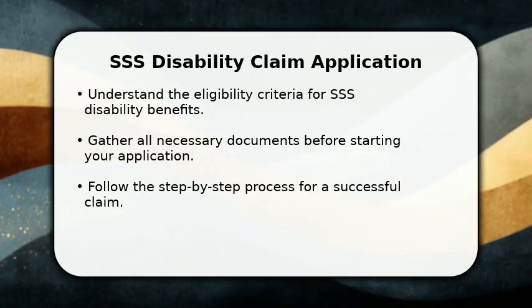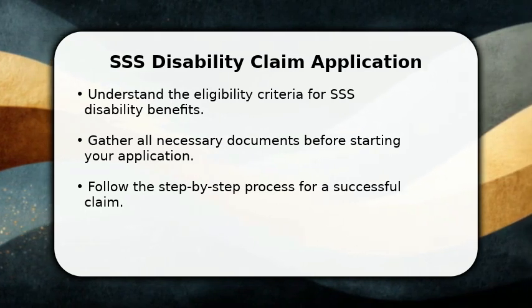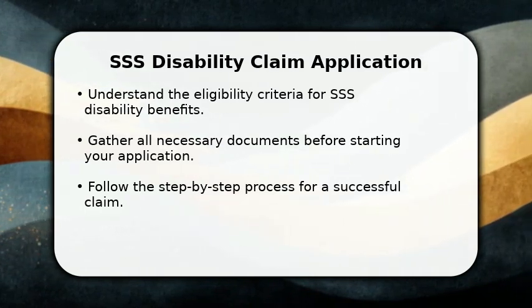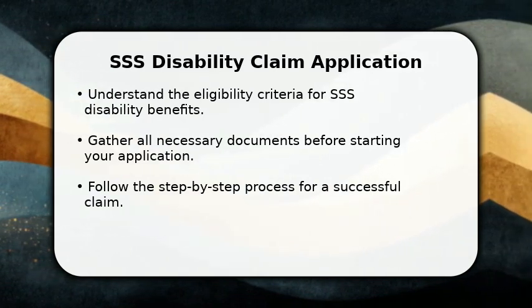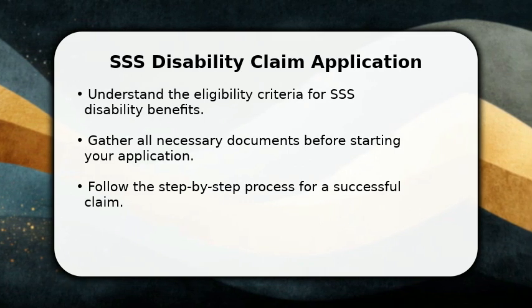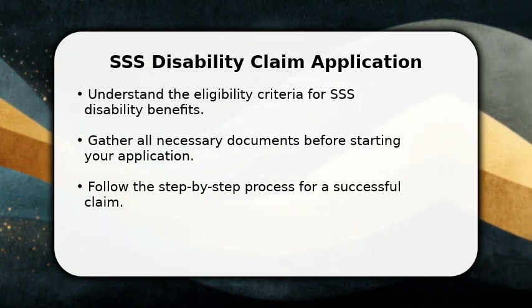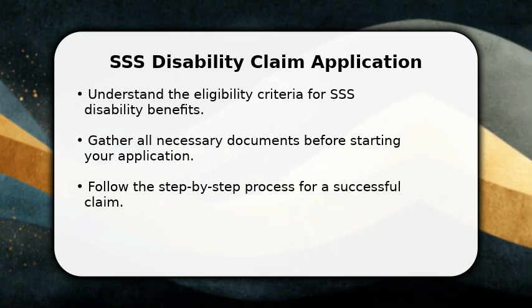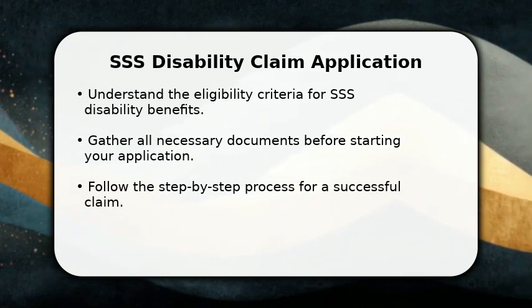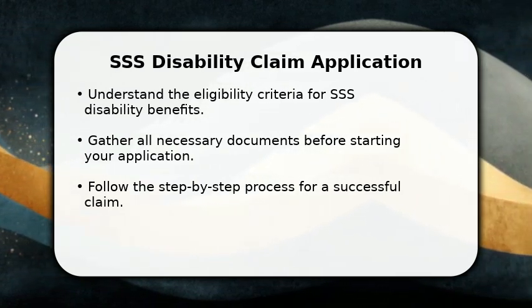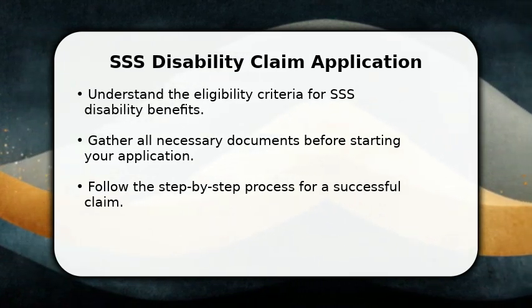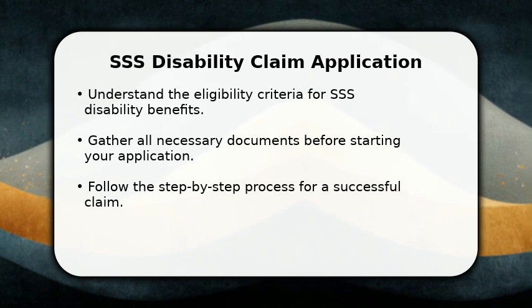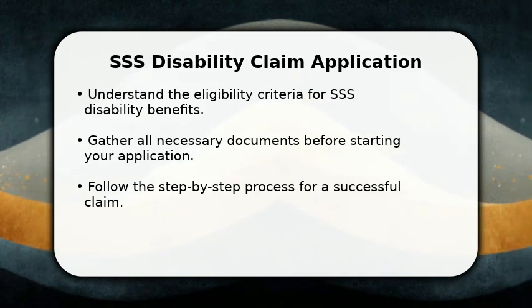In this video, I will explain how to apply for disability claim in SSS. First, ensure you meet the eligibility requirements, which typically include a certain number of paid contributions and a certified medical condition. Next, prepare all the required forms and supporting medical records. This guide will walk you through each stage, helping you navigate the application process smoothly and efficiently. We aim to simplify this often complex procedure for you.